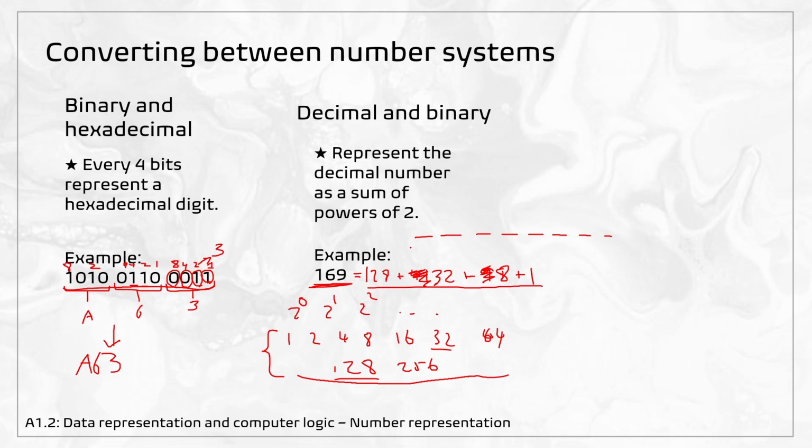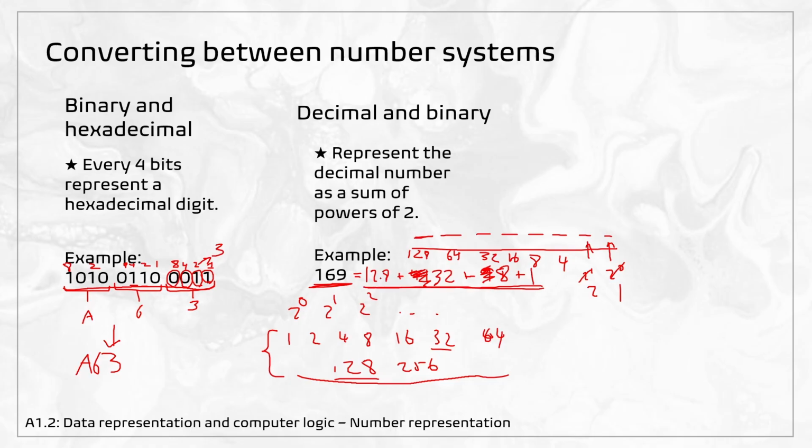So if we have an 8-bit number here, this digit represents 2 to the 0, this digit represents 2 to the 1. Let's write it like this: this digit represents 1, this represents 2, 4, 8, 16, 32, 64, 128. So now we can just fill in the digits that these correspond to as 1.